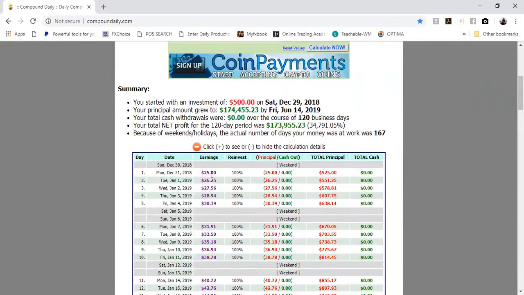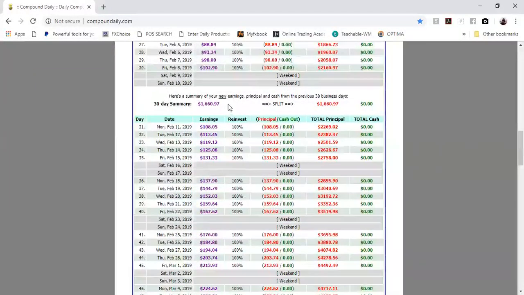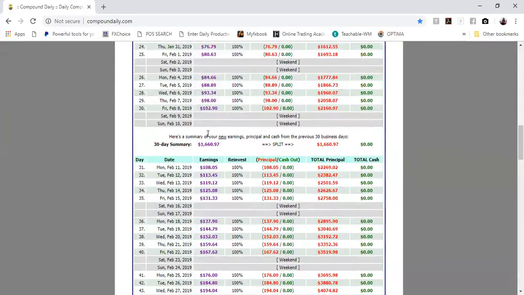$25 earnings your first day, 26, 27, 28, 30, 31, 33, 35. These are every day that you're trading. This is 5 days that you're trading per week. Look at that. You'll see it start to grow. After your first month and 10 days, because a trading week only has 4 to 5 days, and then you have 4 weeks, obviously. So 20 days plus 10 is 30 days, which is a month and 10 days. You've made 1,660.